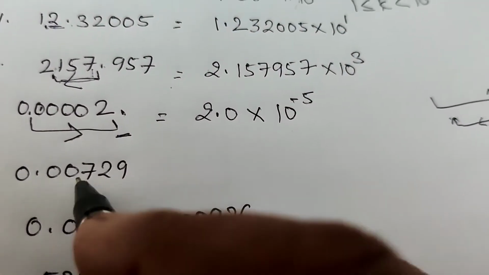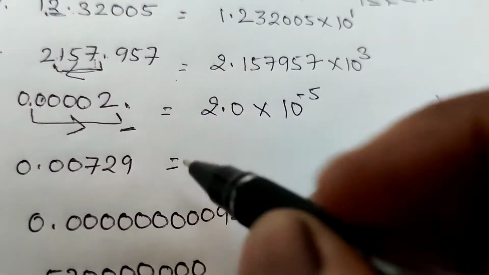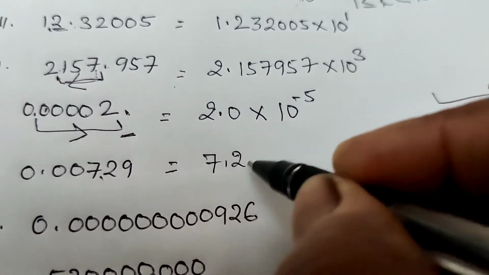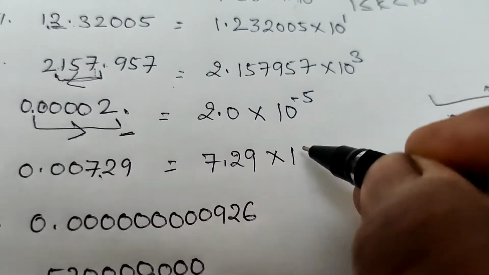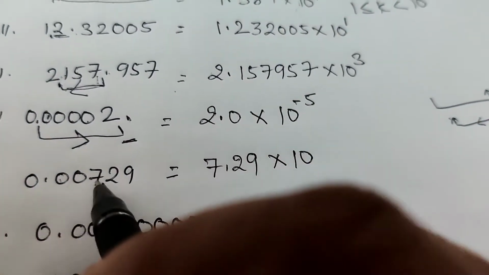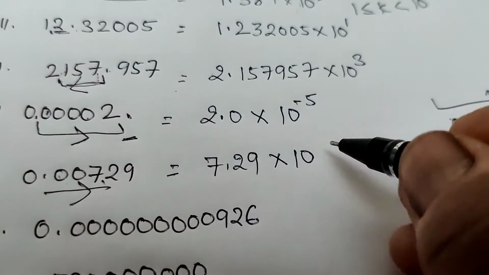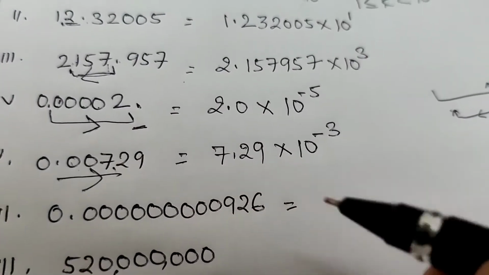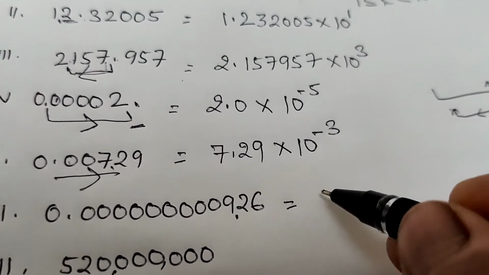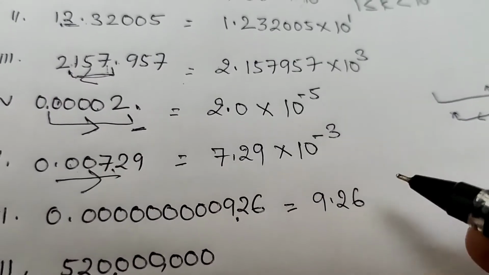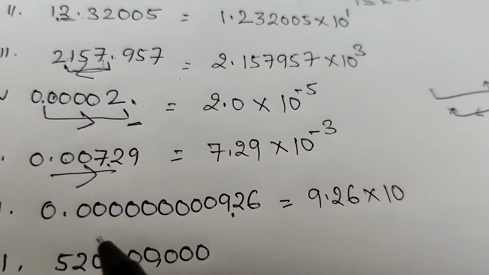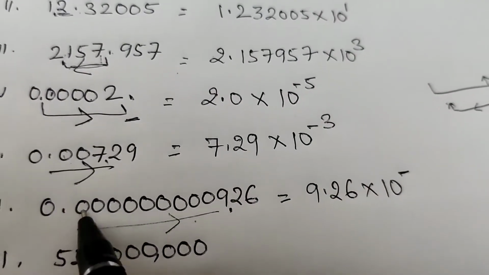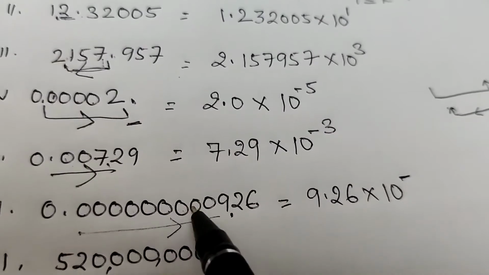Suppose 0.00729. So we can write 7.29 because the value of k is this 7.29. And decimal displaces how many places? 1, 2, 3. This side. It means 10 raised to power minus 3. Similarly, in this question, just put the decimal 9.26. Okay. And how many places? These are coming this side. It means minus. How many places? 1, 2, 3, 4, 5, 6, 7, 8, 9, 10.